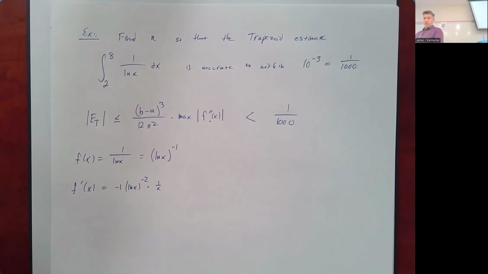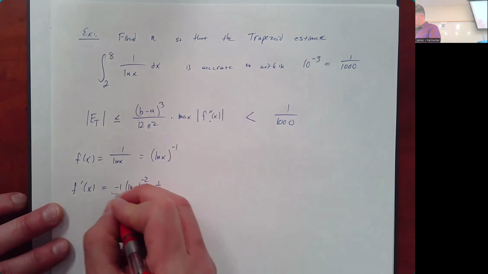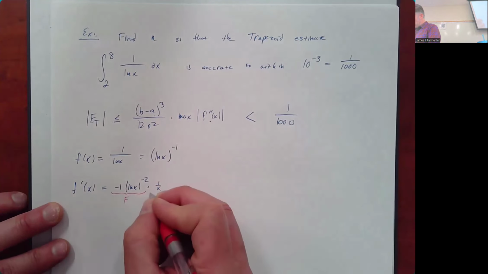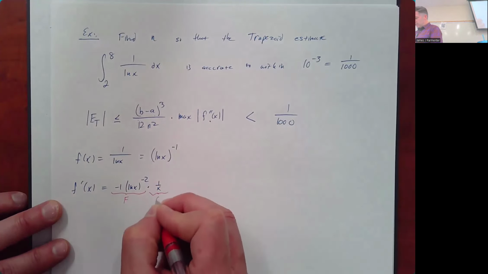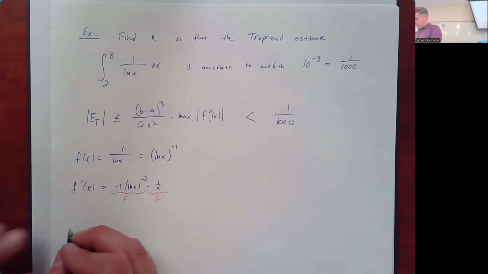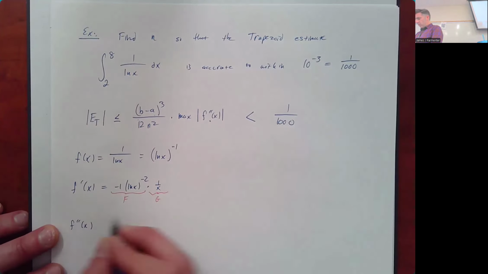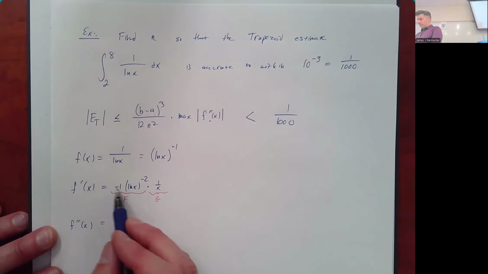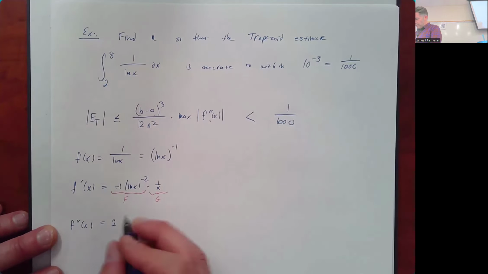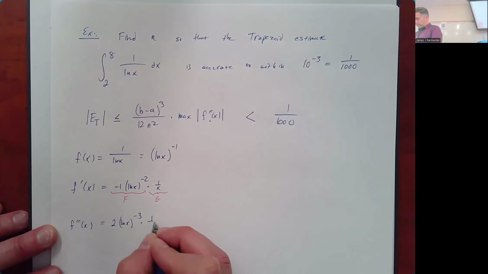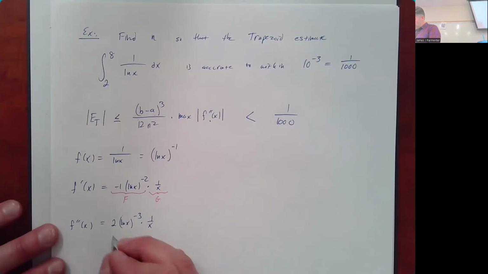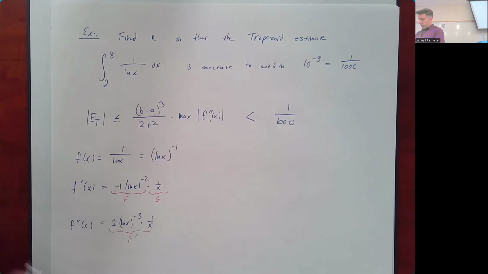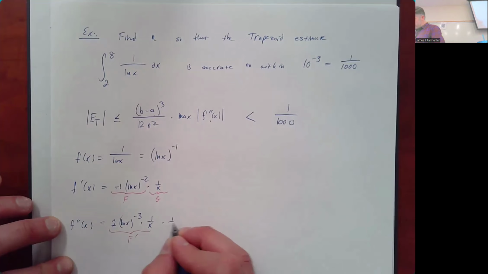And then we're going to take the second derivative. We're going to use the product rule. So I'm going to think of this first piece as my f, that second piece as my g. So then my second derivative here is going to be, f prime is going to be negative 1 times negative 2, so 2 times the natural log of x to the negative third times 1 over x again because of the chain rule. There's my f prime times g, which is 1 over x.